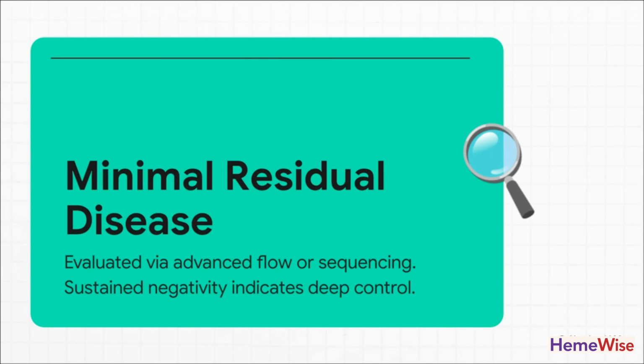To truly measure treatment success today, our ultimate goal is minimal residual disease, or MRD negativity. Using incredibly sensitive next-generation flow or sequencing, we are literally looking for just one cancer cell in a million. Achieving sustained MRD negativity indicates durable, deep clonal control well beyond what a standard complete response could ever tell us.